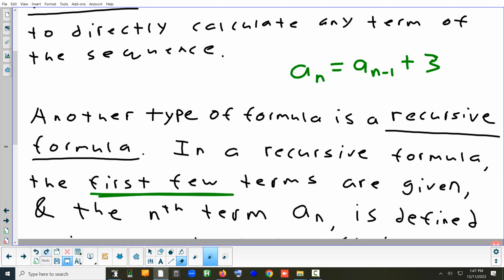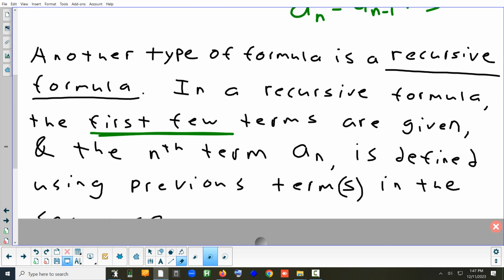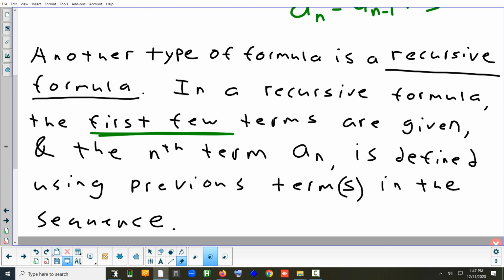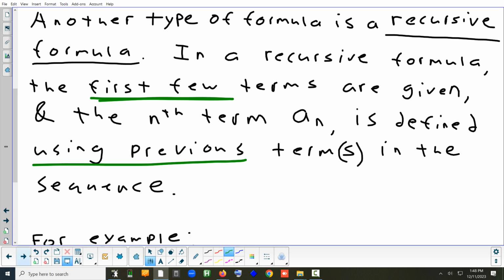So in a recursive formula, the first few terms are given. You'll get a formula that tells you what you're doing, and then you always use what came before to figure out the next one. Not a great type of formula. All right, but we'll try working with one.